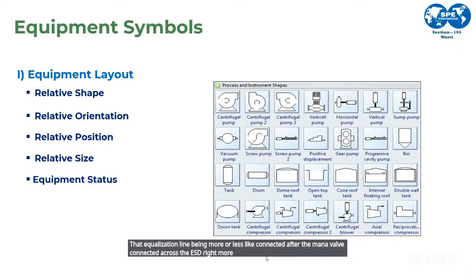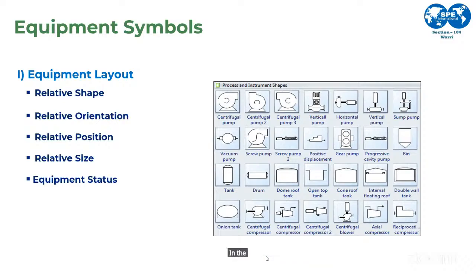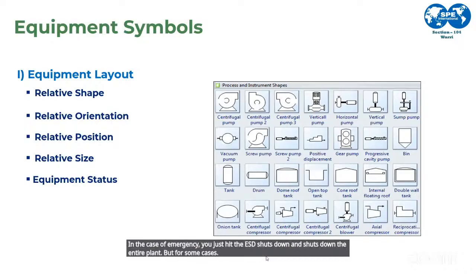More or less like doing a bypass of the ESD. Meanwhile, what the ESD is meant to provide is that in the case of emergency, you just hit the ESD, and it shuts down the entire plant. But in some cases, operators will say, we know that this is the intent, but we've noticed that from time to time, for example, when we want to do what is called a black start, we want to start up a plant, right?